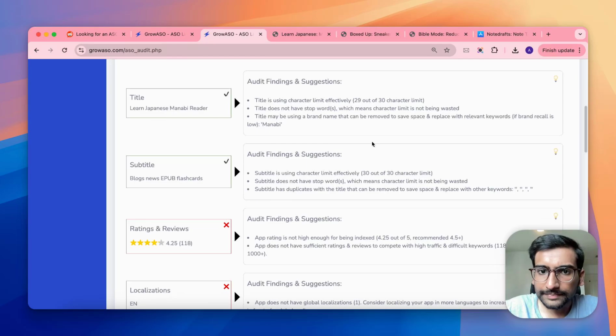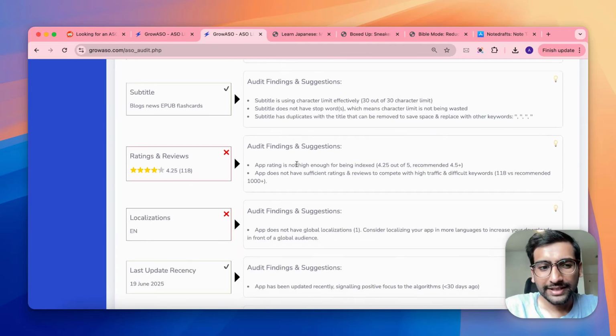Again, similar thing. I think people know that the first two checks are quite basic. They are well in line with that. But one thing here is that the rating looks a bit low. 4.25 is slightly on the lower end. I think the trust factor gravitates towards apps with at least a 4.5 rating.